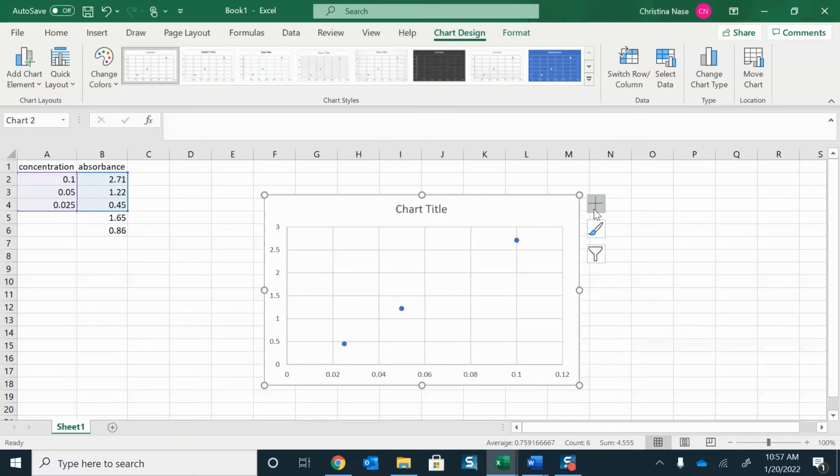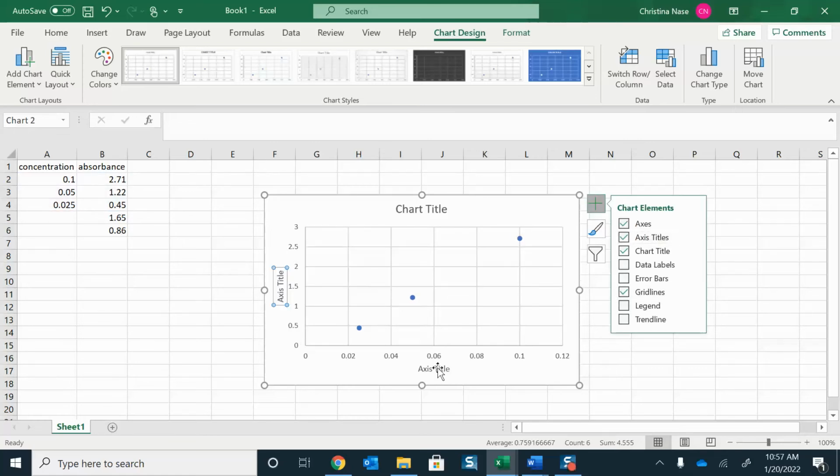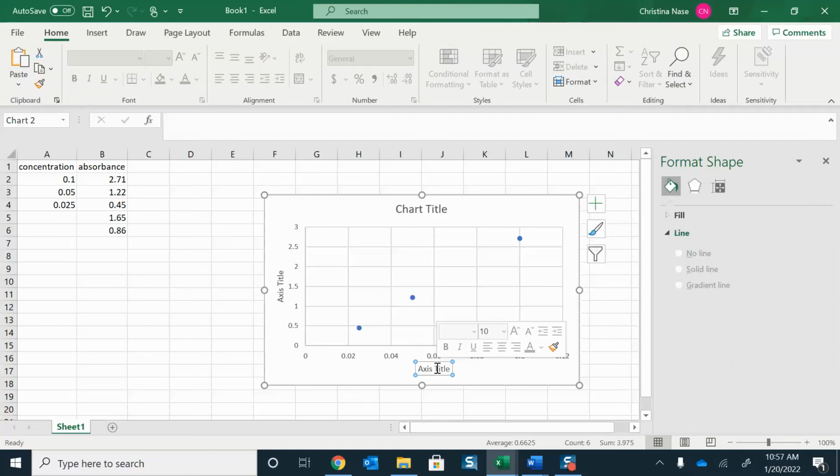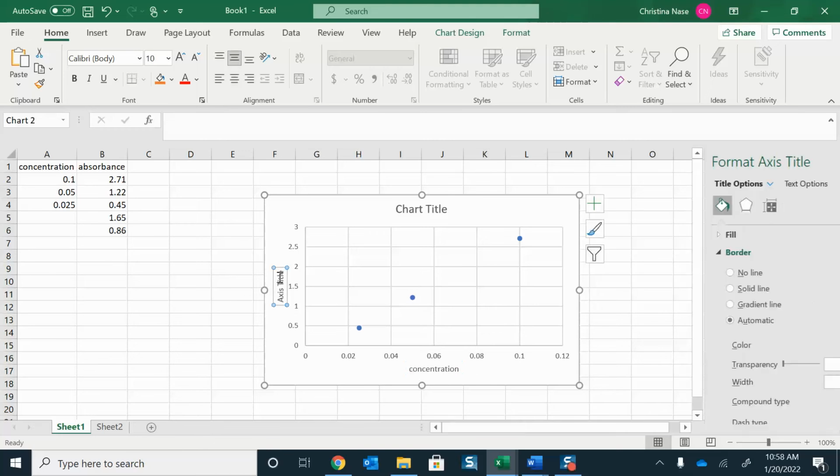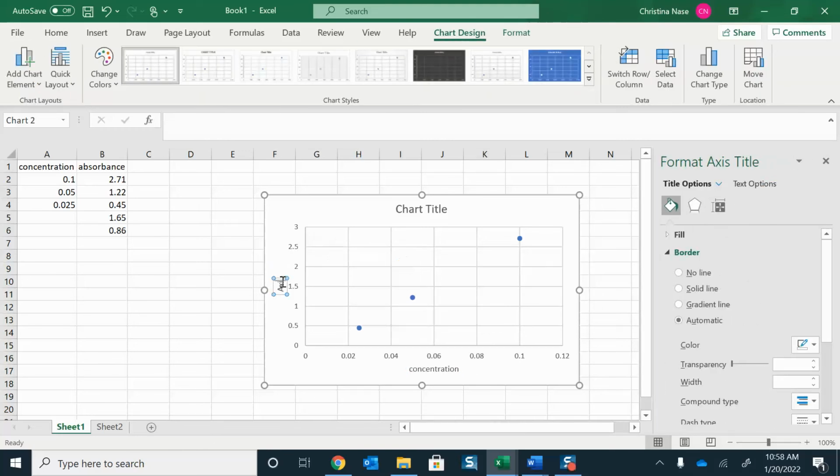All right, so once I have that, I can just click on this little, what is that, a cross, and click on axis title so I can label these so I don't get confused. I know down here I want it to say concentration, and then over here it's absorbance. This is my calibration curve.